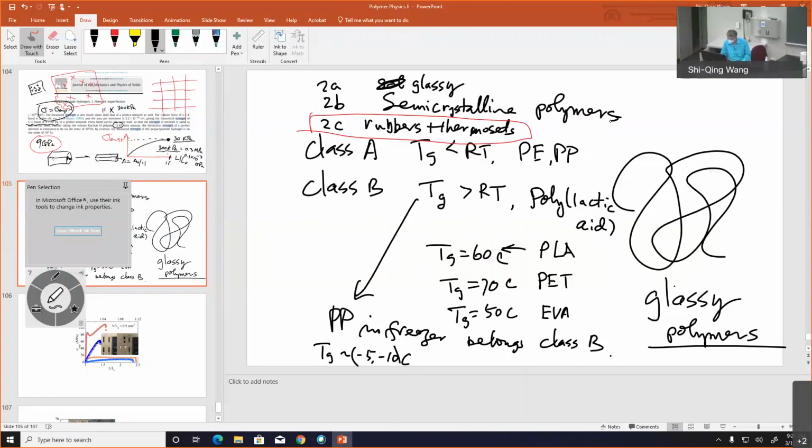So let's talk about this semi-crystalline polymer. And ask why polyethylene and polypropylene are good. Well, you have a cheap answer first.